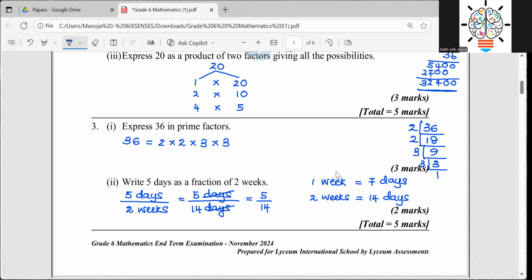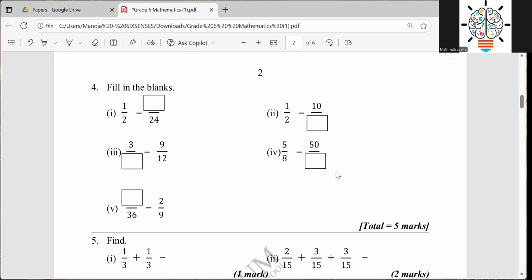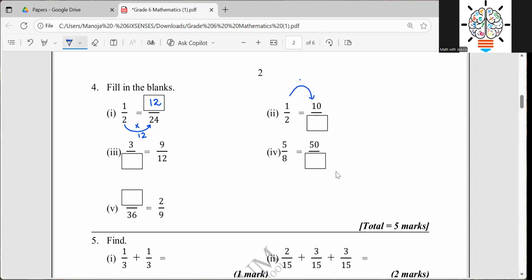Okay, right. So then we will move to the next one. Here you want to deal with the equivalent fractions. So then 2 has converted to 24. How do you do that? You want to multiply this by 12. So then you want to do the same thing. 1 times 12, the answer will be 12. And then the 1 was converted to 10. How? You want to multiply this by 10.